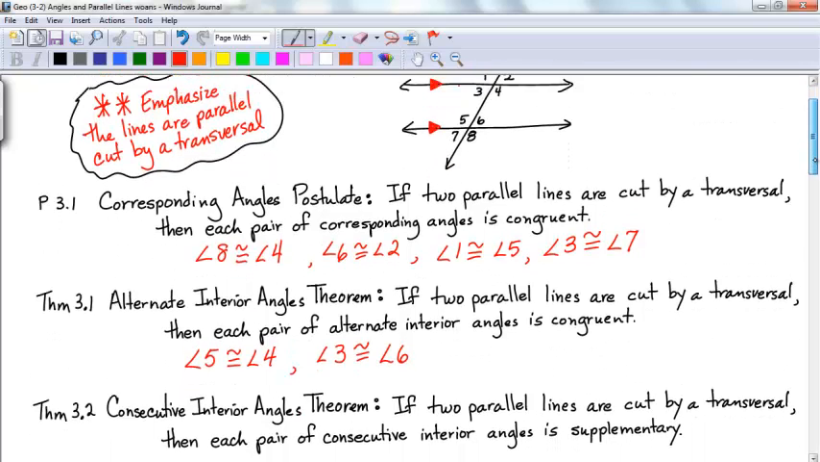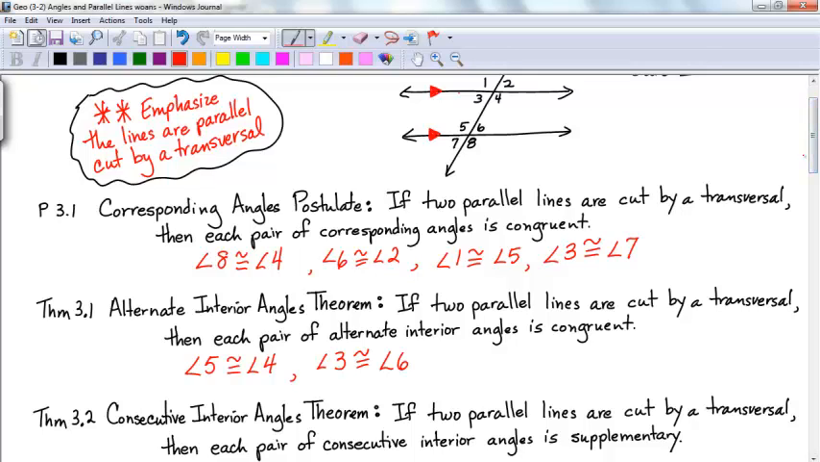Okay, the next one, consecutive interior angles theorem. If two parallel lines are cut by a transversal, then each pair of consecutive interior angles is supplementary. Remember, consecutive interior angles are on the interior and on the same side of the transversal. So now this is saying they're not congruent, they are supplementary. What does that mean? They add up to 180.